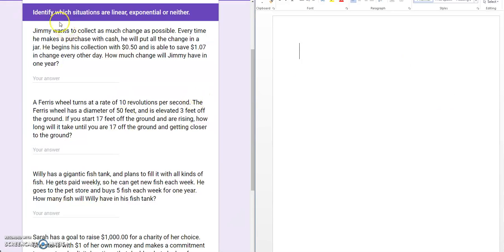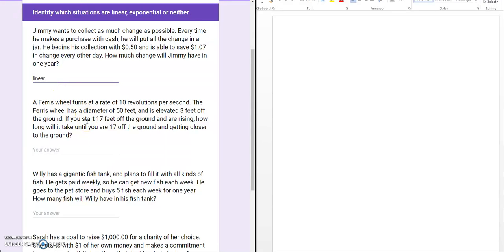Here we will identify which situations are linear, exponential, or neither. Jimmy wants to collect as much change as possible, so every time he makes a purchase with cash, he'll put all the change in a jar. He begins his collection with 50 cents and is able to save $1.07 in change every other day. How much change will Jimmy have in 1 year? Guys, this is a linear situation because he continuously adds the same amount.